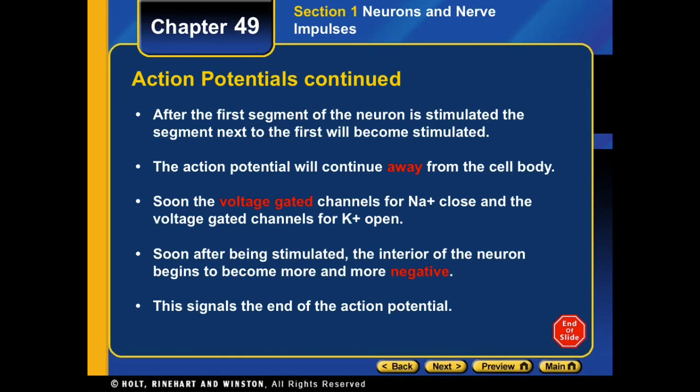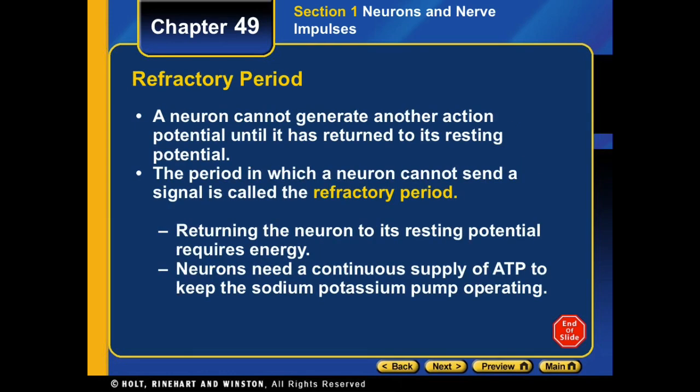So soon after being stimulated, the interior of the neuron is going to become more and more negative and get back to a normal resting potential. That signals the end of the action potential. Little side note here, a neuron cannot generate another action potential or nerve impulse until it has completely returned back to negative 70 millivolts, which is its resting potential. That period that the neuron cannot send another signal is called the refractory period.